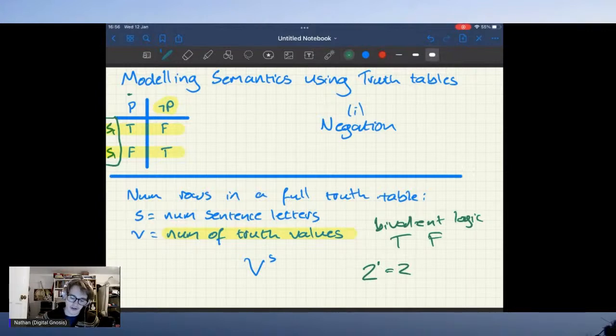So now notice in terms of the semantics that each model tells us something different. So our first model here tells us that if P is true, then not P is false, and if P is false, then not P is true. That's our semantic definition, right, of what not P does.